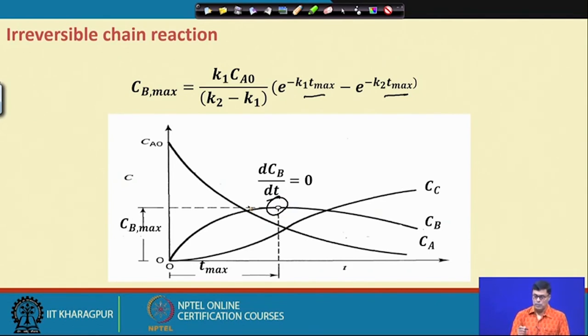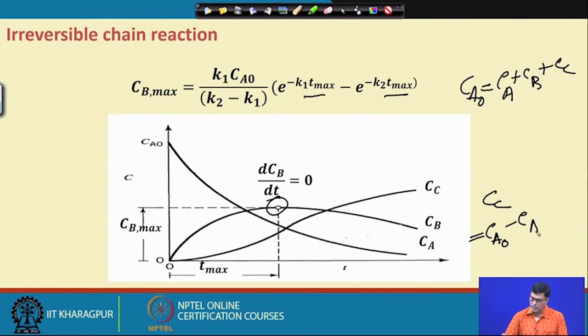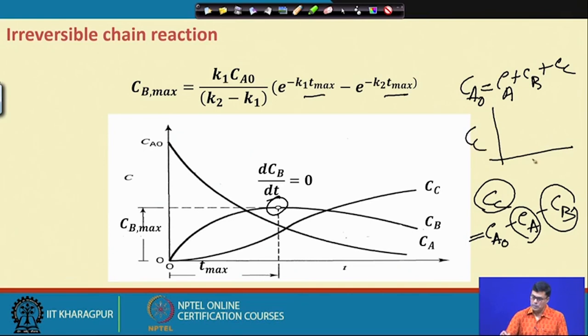So with this equation, now I told you regarding CC, we can also do it very easily, because I told you CA0 is equal to CA plus CB plus CC, am I right? Now what will be the CC value? This will be CA0 minus CA minus CB. We have already determined the expression for CA, and we have determined the expression for CB. So if we put those here, we can easily find out the CC value. CC with respect to time, this is how it is increasing, and we can easily find out if we put this equation.